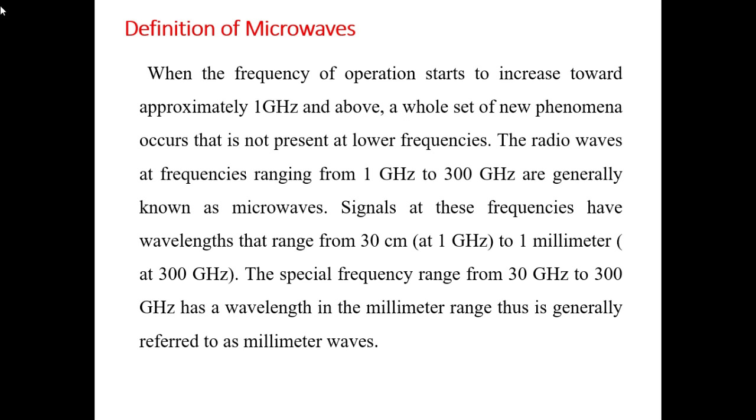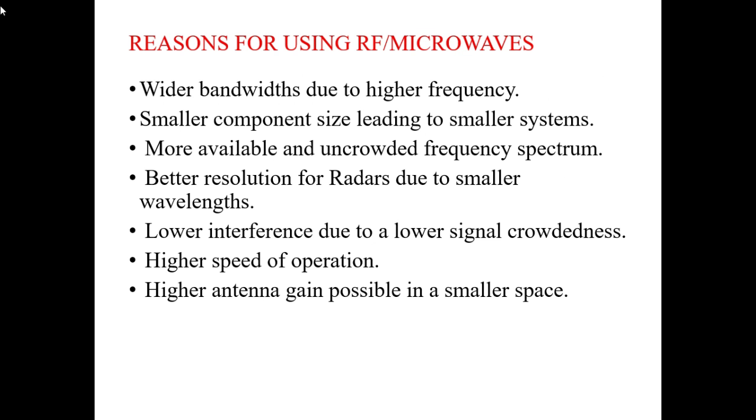So signals at these frequencies will have wavelengths that range from 30 centimeters to 1 millimeter, and that special range of frequencies from 30 gigahertz to 300 gigahertz will have their wavelength in the millimeter range, and thus they are called millimeter waves.